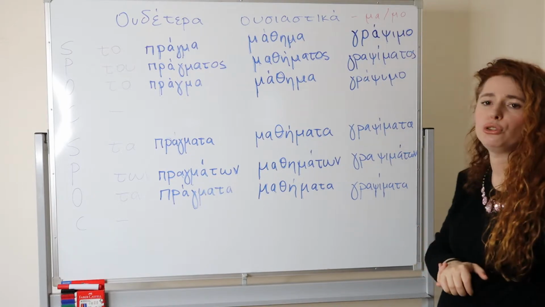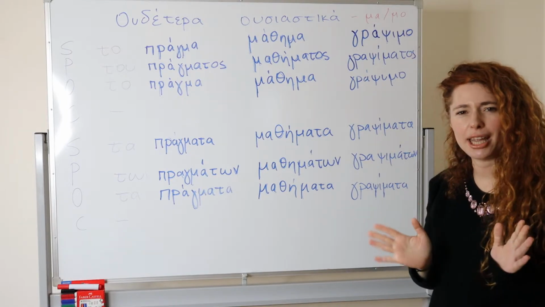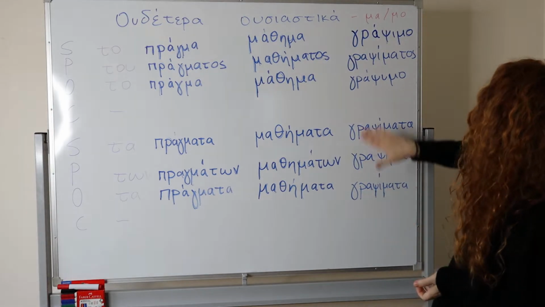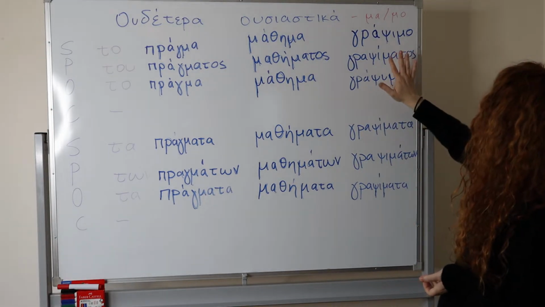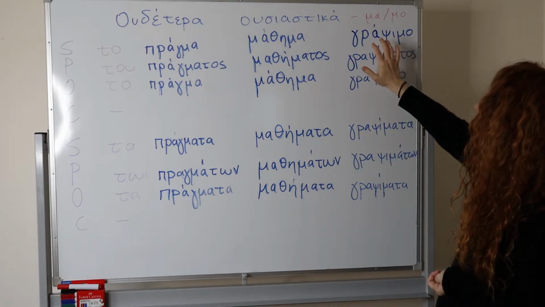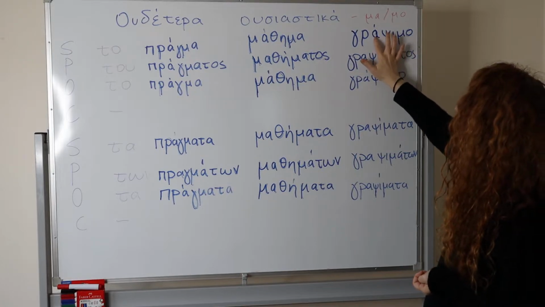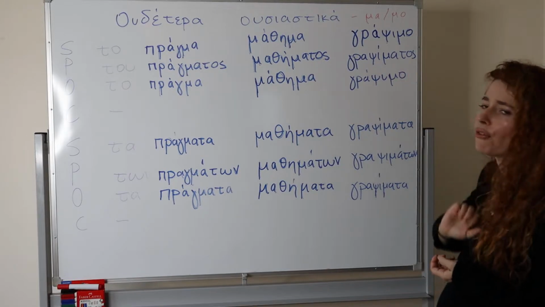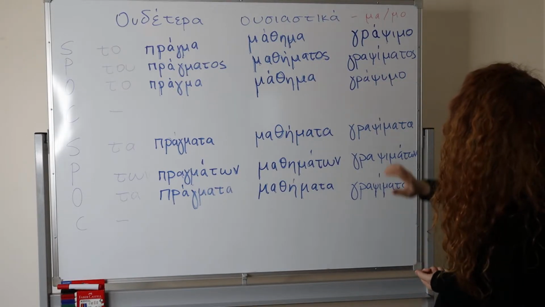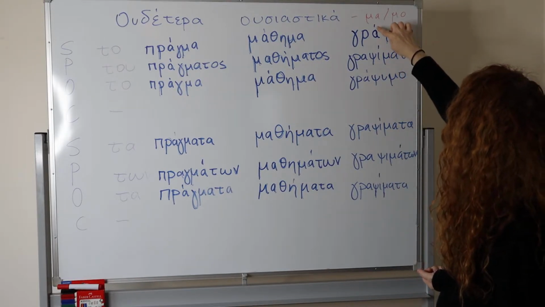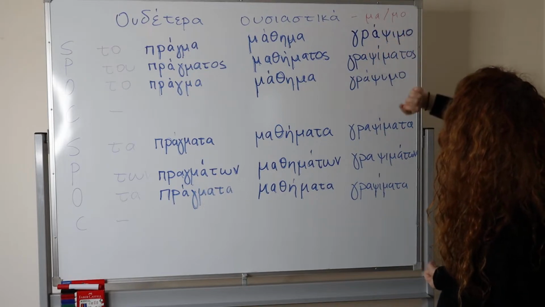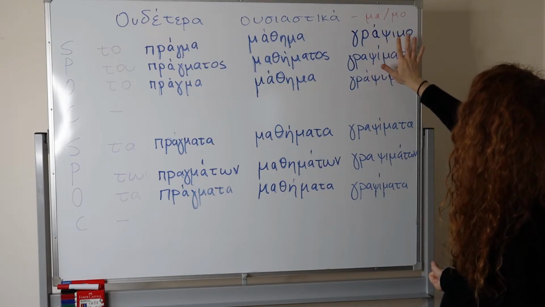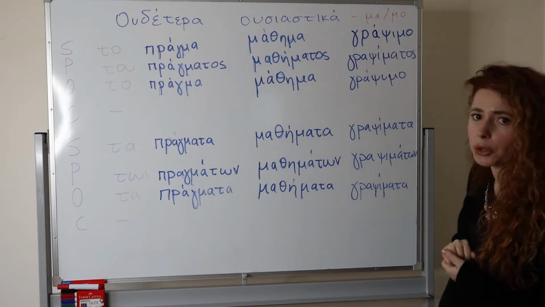To grapsimo, neutral noun with ending of mo. Not many of them, but still, let's do one. To grapsimo. It's a neutral noun with ending of mo with the accent on the third syllable from the end. To grapsimatos, of the writing. The accent from alpha drops to psi because the word from 3-syllable becomes a 4-syllable word.